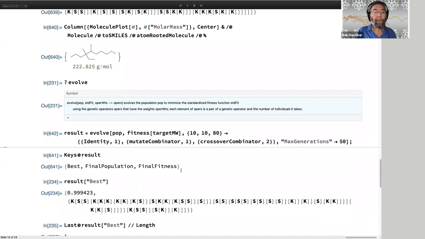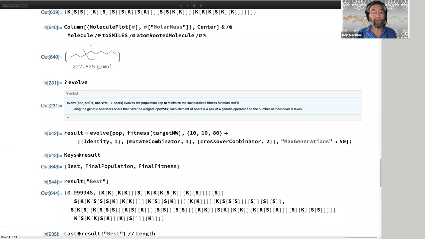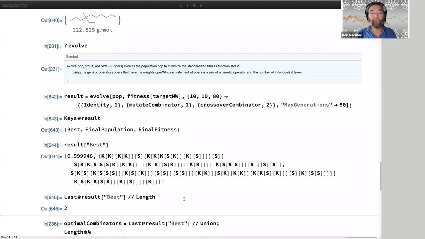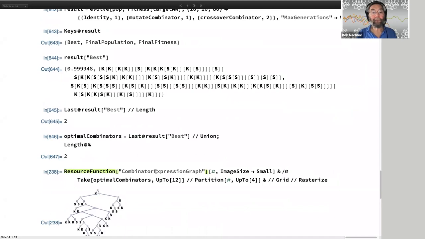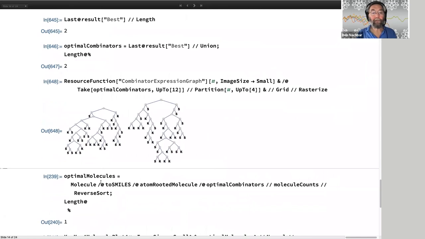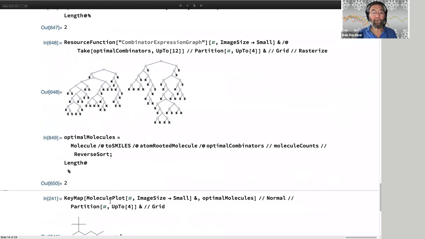Okay, so we've evolved the population. It's an association that comes back. The best element is the fitness, which is actually very high. This is good. And this is the list of combinators that satisfied that. And it looks like we've got a couple. Yes, we've got two different combinators that had that same fitness, and they are different from each other. And this is what they look like. We can convert them to molecules, and we get two different molecules out.